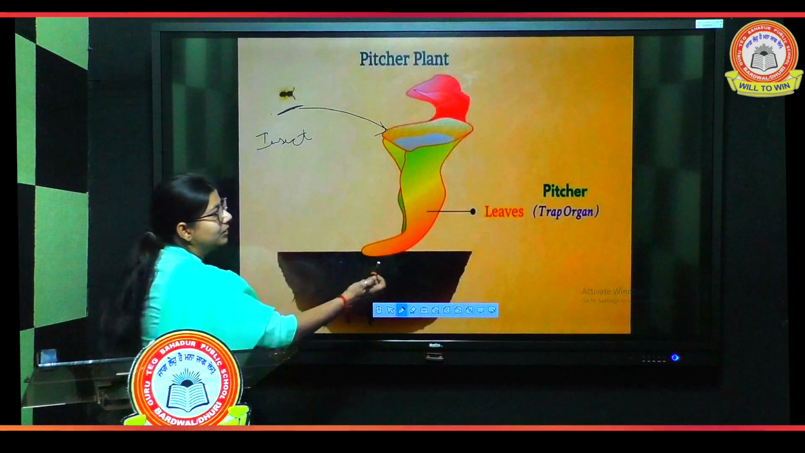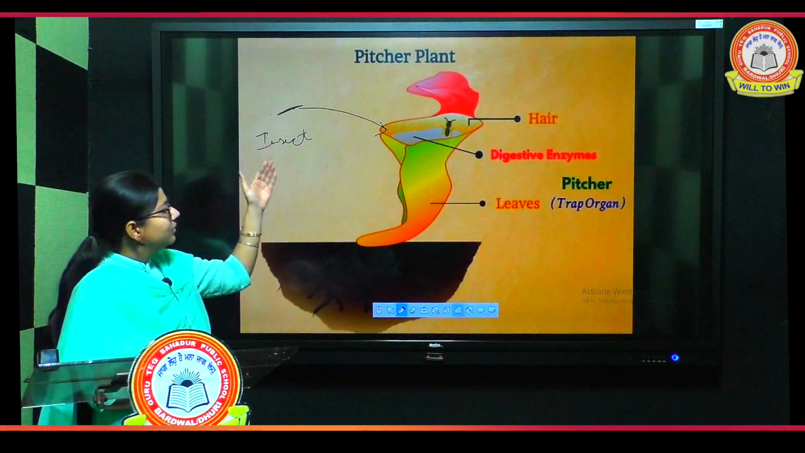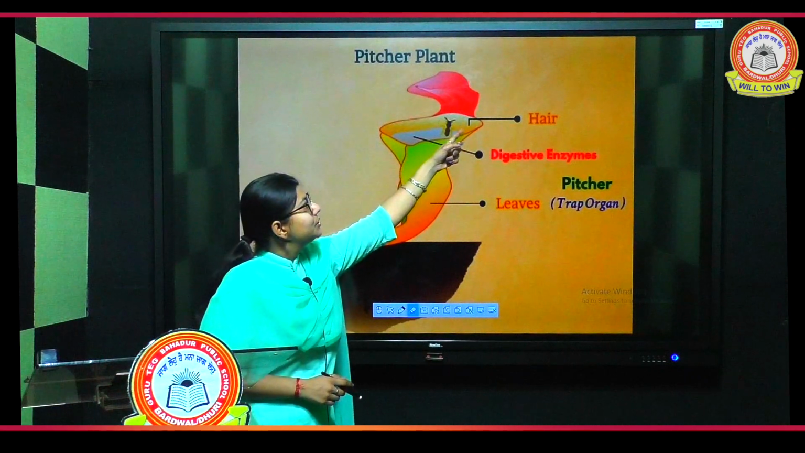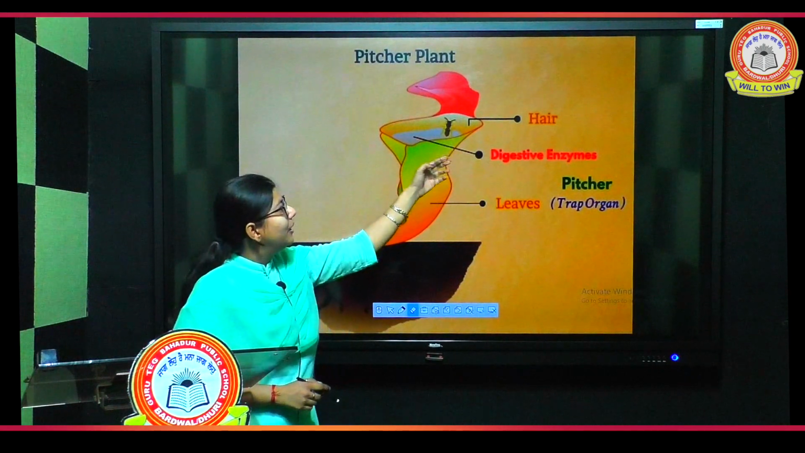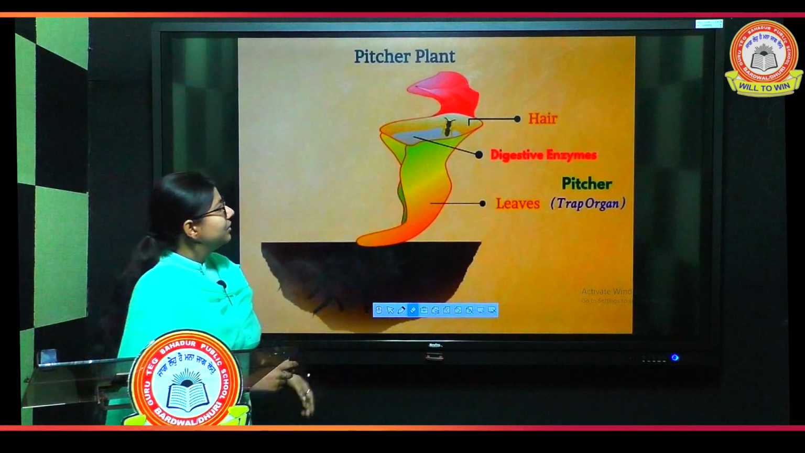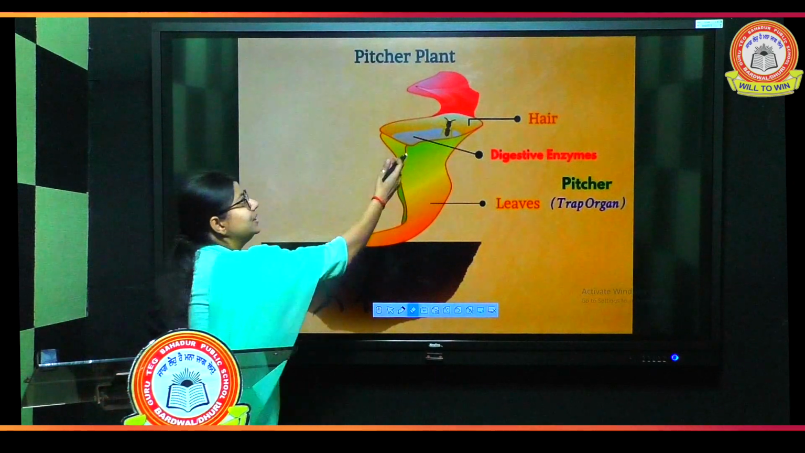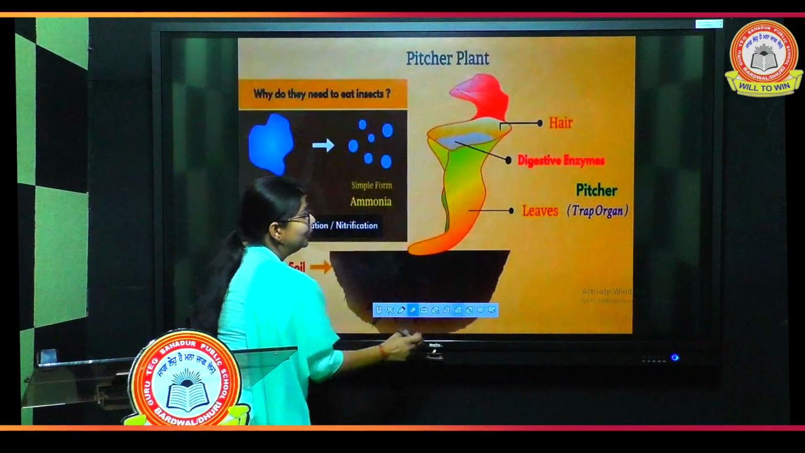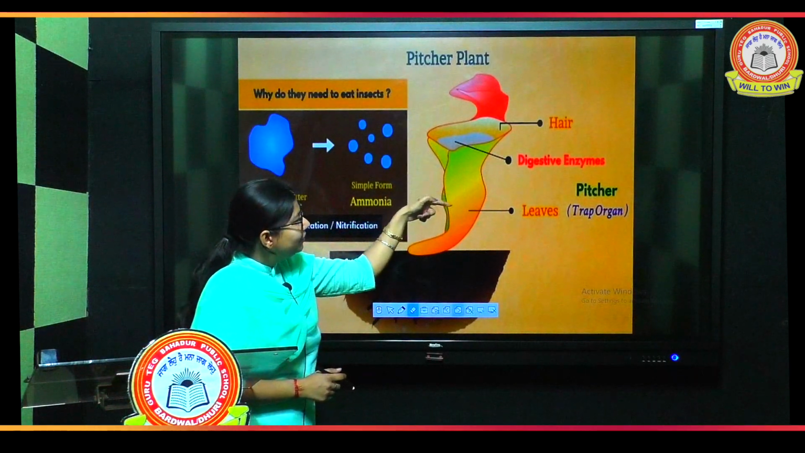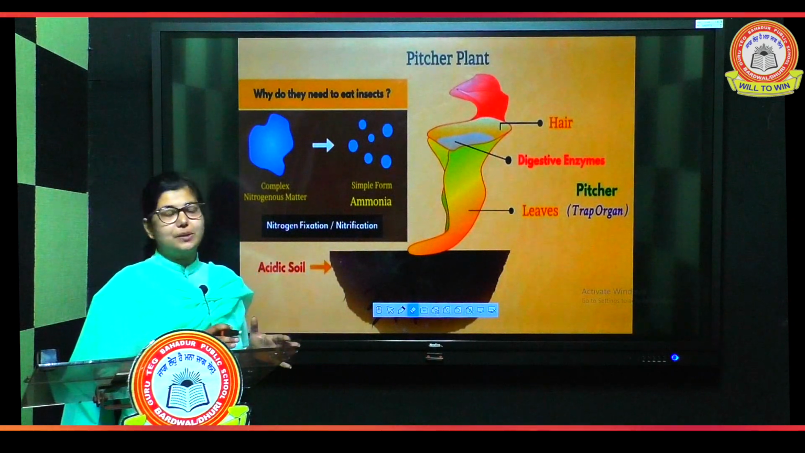Fine. So these are the leaves you can see here. Hairs are present here in the pitcher plant, and digestive enzymes are present inside. These are the leaves. Now when the insect comes near this portion in the pitcher plant, this lid will get closed. Let me show you. So here this lid will get closed, and this insect will be digested here with the help of digestive enzymes present inside the pitcher plant.